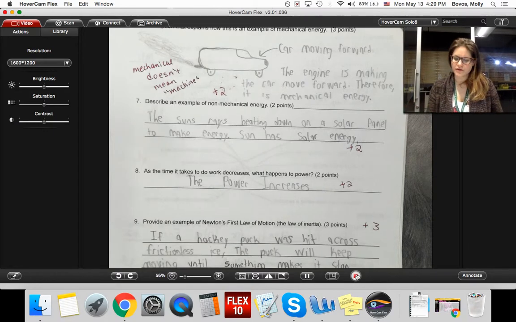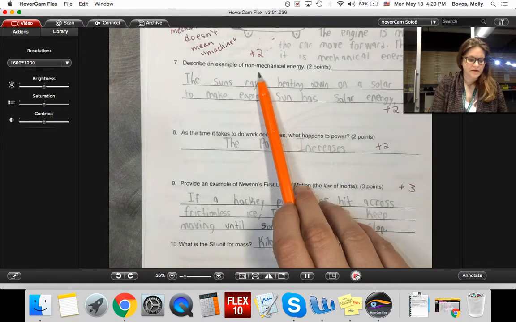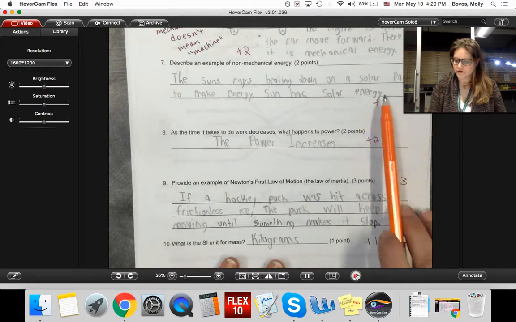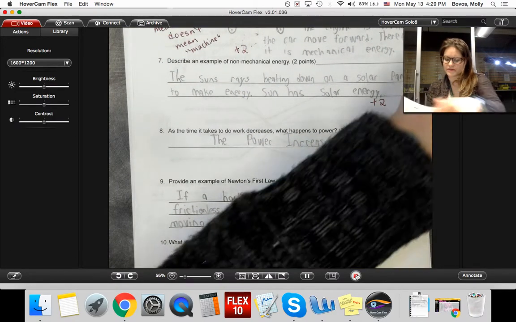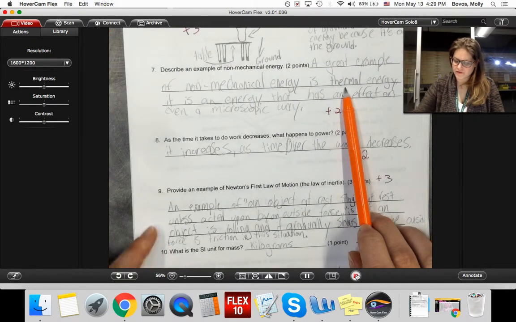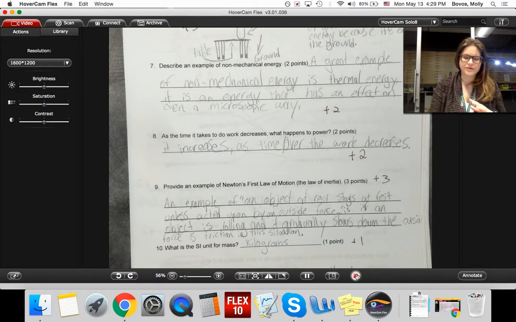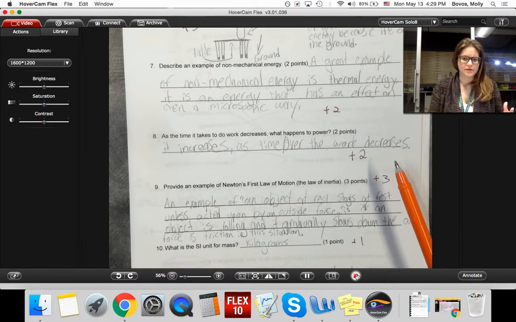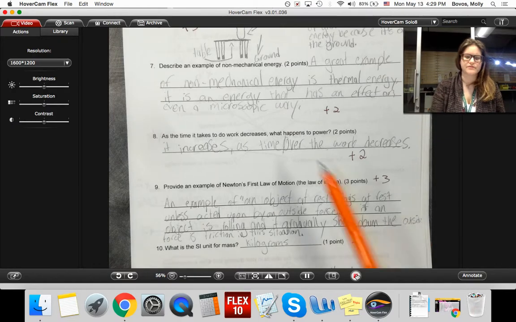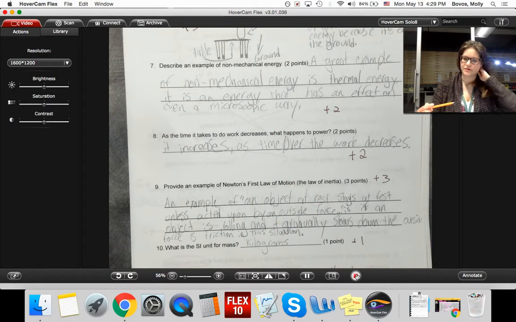The next one was an example of non-mechanical energy. So anything that was solar. Another one was thermal energy. Had another thermal energy example. So electrical energy, nuclear energy, chemical energy, all of those would be examples of non-mechanical energy. Anything that is an example of one of those things.